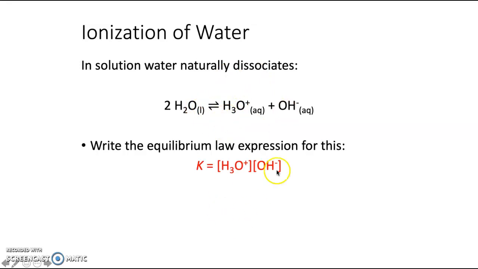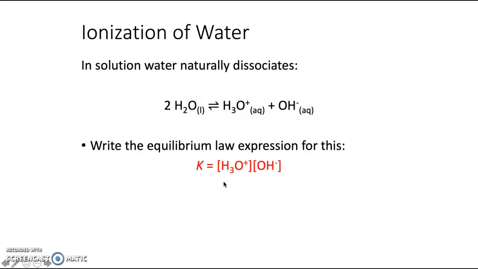Okay, so I have my concentration of hydronium ions times my concentration of hydroxide. You'll notice though I left the water part out. I don't have anything in the denominator here. And that's because water, in this case, is a pure liquid. Its concentration is constant, so I don't need to include it.